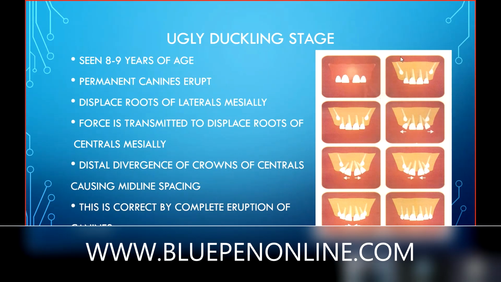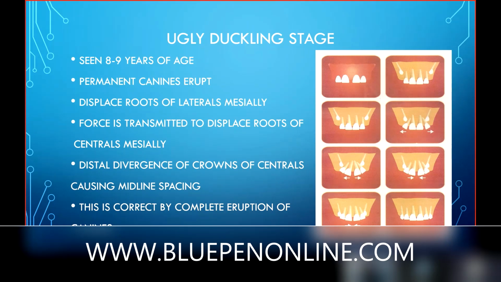When the permanent canines are coming, they displace the roots of the laterals mesially. Force is transmitted to displace the roots of the centrals mesially. Distal divergence of the crowns of the centrals causes midline spacing, which is corrected by complete eruption of the canine. When the canines are coming, they put pressure on the roots of the lateral incisors, so the laterals start coming mesially towards the midline. Because of this, the laterals put pressure on the central incisors. Because the central incisor roots are going mesially, the crowns start going distally.